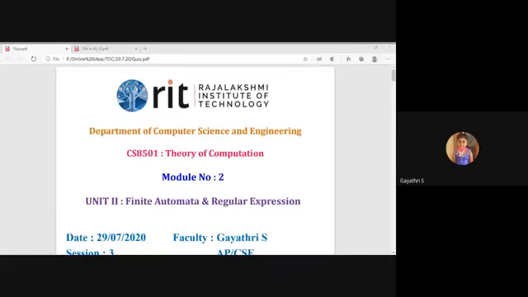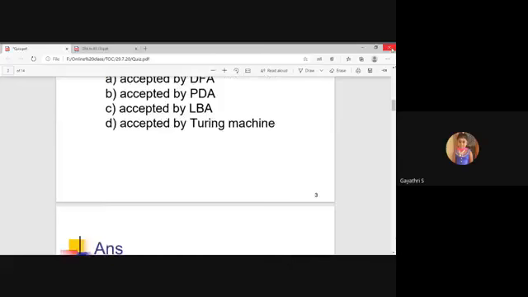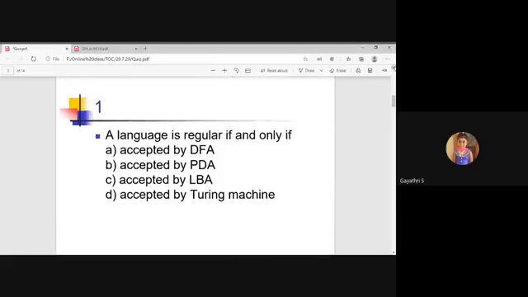Okay, let us start the session with one MCQ part. Just a quiz. A language is regular if and only if what? A language is regular if and only if. Just post your answer in the chat box.